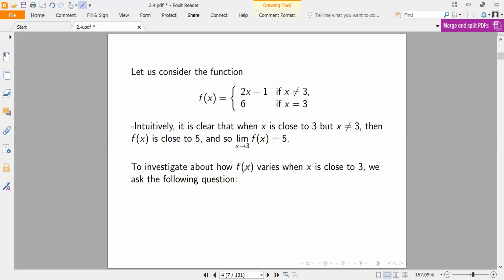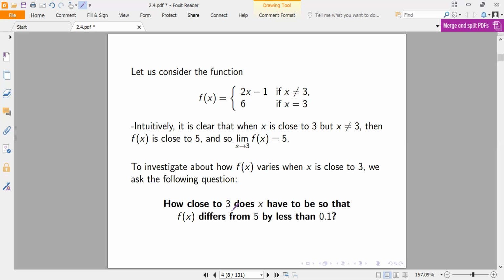Now we want to investigate. If f of x gets closer to 5 as x gets closer to 3, we want to work on this vagueness: what do we mean when we talk about getting close? How close should x get to 3 such that f of x gets closer to 5 by 0.1? Remember, we said the limit of f of x is 5 as x goes close to 3. But now we want to work in reverse and ask: for the distance between f of x and 5 to be less than 0.1, how close should x get to 3? That should be the question now.